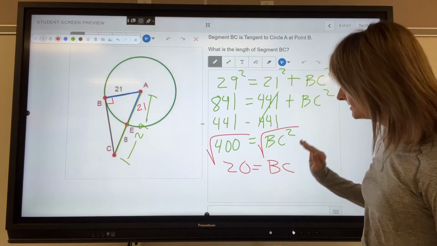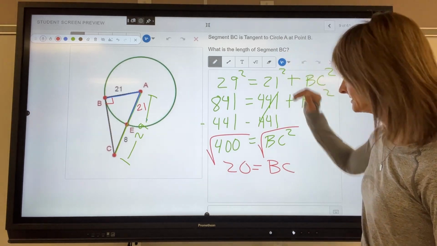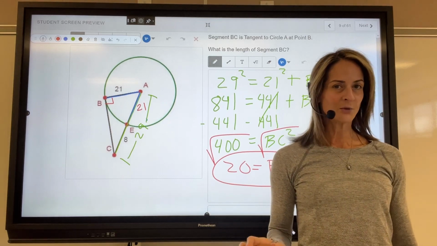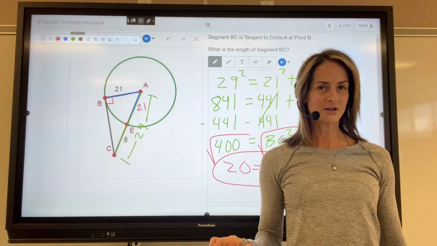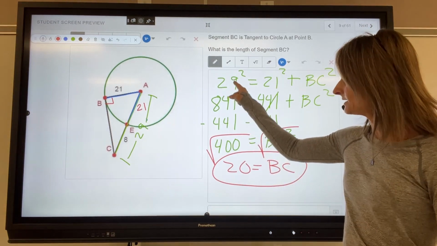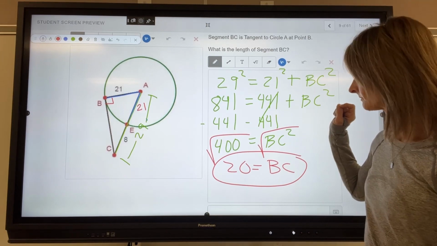So once we solve, we read the question again. The question says, what is the length of segment BC? We found that already, so that is our answer. Any questions? Did you guys get this? Yeah. Probably the number one mistake is making sure you plug the 29 in for the C, not for the A or the B. Okay.